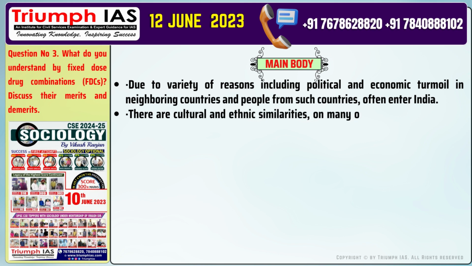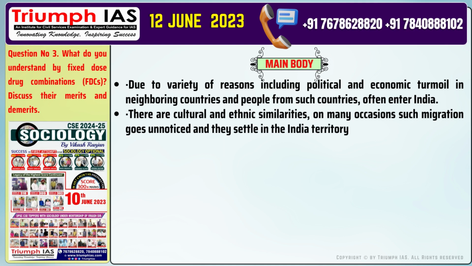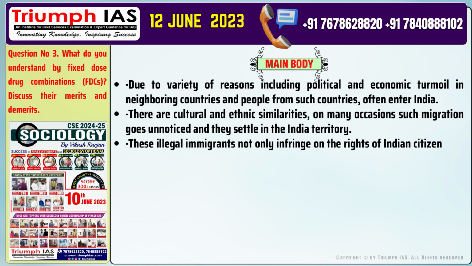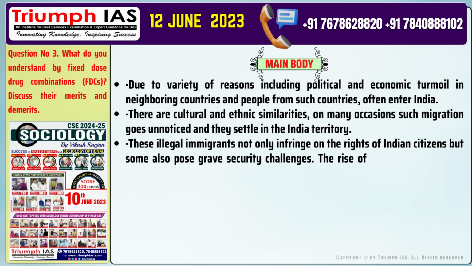Number 3. These illegal immigrants not only infringe on the rights of Indian citizens but some also pose grave security challenges. The rise of terrorism in the last few decades has become a serious concern for most nations. Number 4. Illegal migrants are more vulnerable to being recruited by terrorist organizations. Infiltration from Rakhine state of Myanmar into Indian territory, especially in recent years, besides being a burden on the limited resources of the country, also aggravates the security challenges posed to the country.